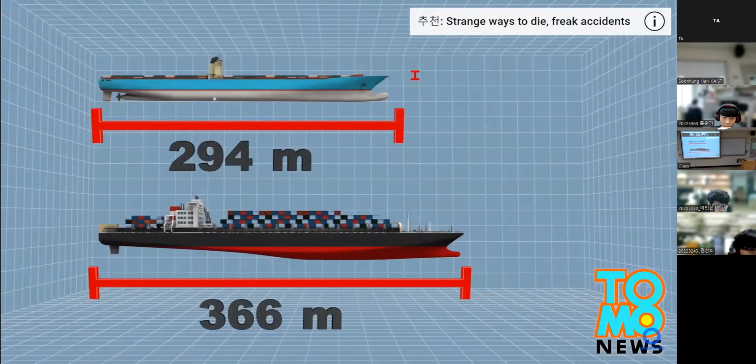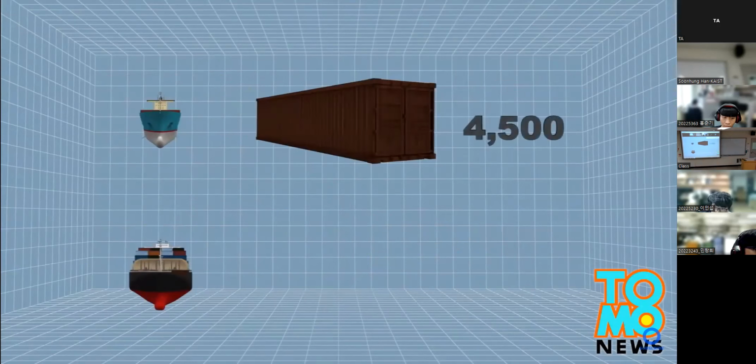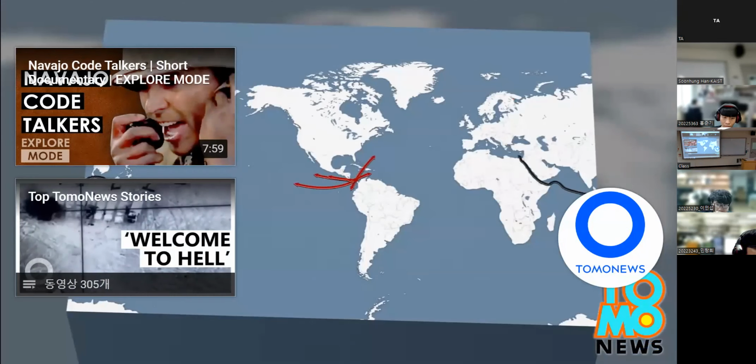The new locks will be able to handle ships that are longer, taller, and wider. Per ship cargo capacity will nearly triple, from the current roughly 4,500 standard container limit to roughly 12,000 standard containers. These changes will make the Panama Canal more competitive with the alternative Suez Canal route, which currently accommodates much larger ships.